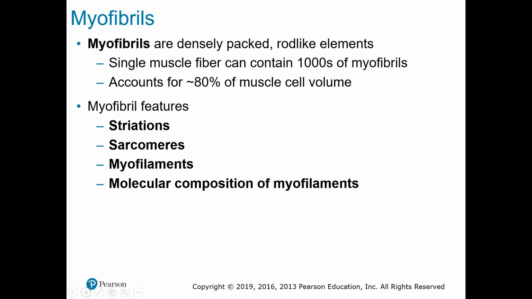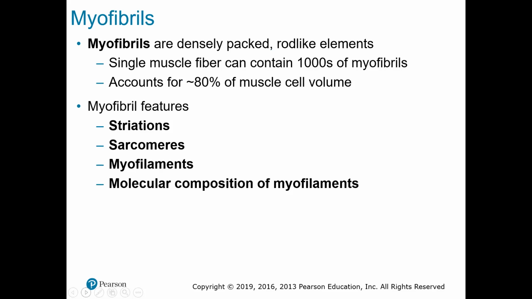myofibrils. All the myofibrils together make up about 80% of the mass of a cell. The bulk of the cell is made of myofibrils. The myofibrils give us the striations in here. They form the primary contracting unit of the muscle called the sarcomere. And they are made up of myofilaments. Myofilaments are made up of actin and myosin proteins.